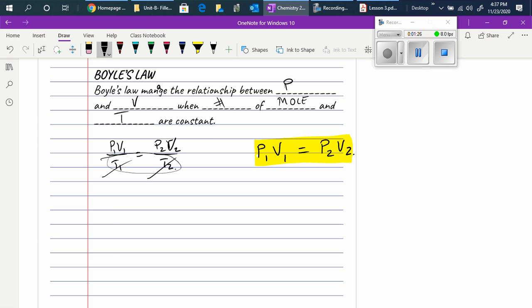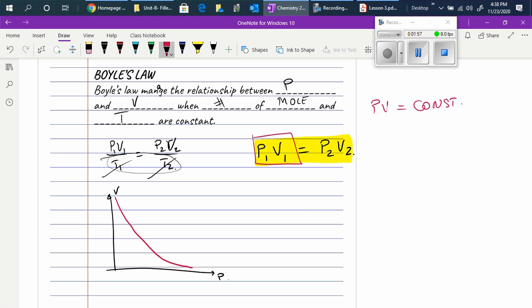So if we graph volume, pressure, or pressure versus volume, what we will see as a graph is this one here. It's a curve that has both axes as asymptotes. Now what do we see, since this product of P and V is constant for given conditions, where the number of moles and temperature are kept constant.